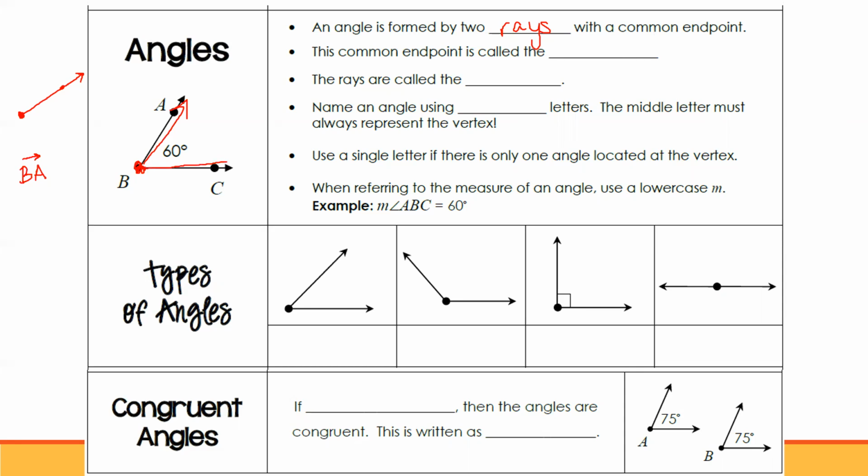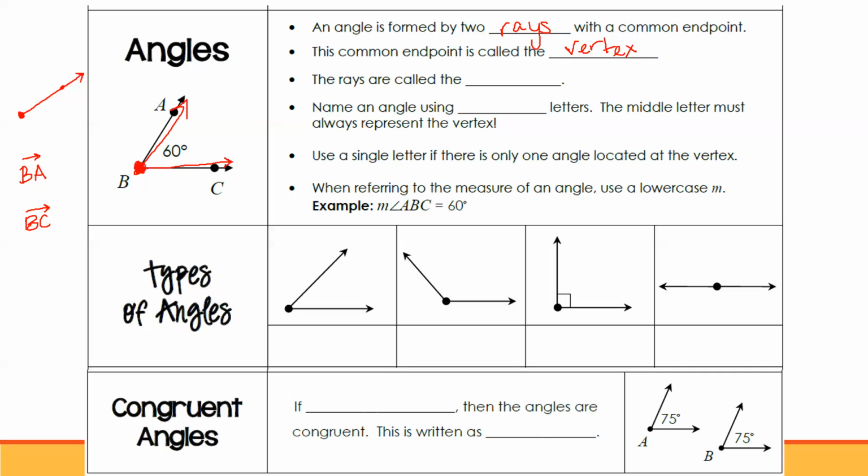This ray is going to be named ray BC. So we start with B because that's the endpoint, and it's going in the direction of C. And the symbol will look like this. Again, that symbol will always be pointing to the right, no matter what it looks like in the picture. The common endpoint is the vertex of the angle. So if I'm talking about the vertex of the angle, I'm talking about the corner where those two rays meet, the common endpoint. They both had a common endpoint of B, so the vertex of that angle is B.